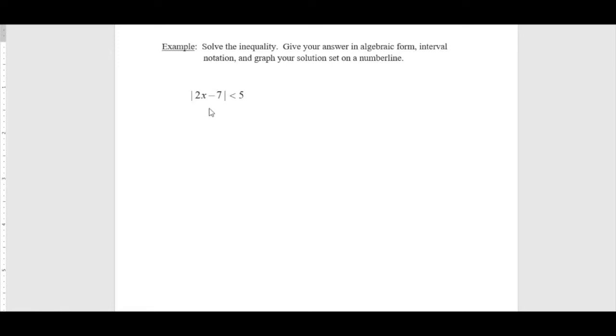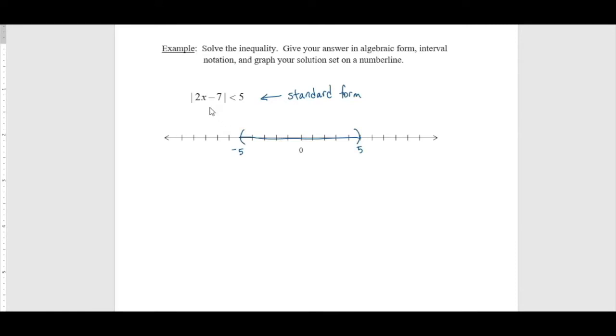This is already in standard form. Remember that we can't do anything else before this is written in standard form. Now remember the picture that we had for the absolute value less than a positive number. Absolute value less than positive 5 means we want whatever number we get on the inside of the absolute value to be less than 5 units from 0. So that gives us the interval from -5 to +5. Since this expression is not just the variable x, that's not going to be the final solution when we solve for x. That's saying that this expression, 2x minus 7, has to be between -5 and +5.